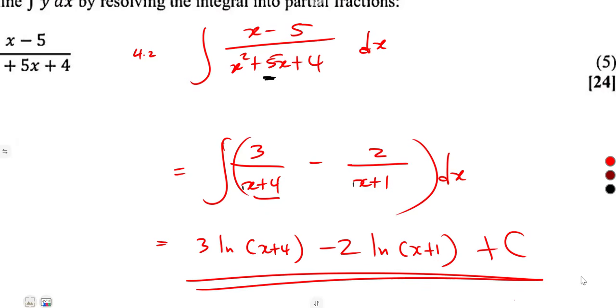So those are the typical questions. You can leave it at this stage. Some do want to simplify further. It is in your hands. But that is the basic integration that we had.